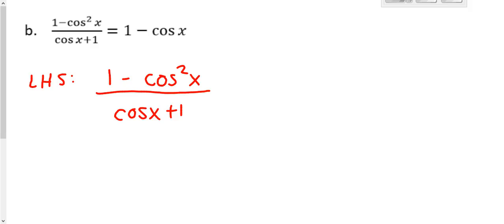So looking at this problem, I know that I'm going to want to keep cosine, so I don't want to change anything into secant or anything like that. But when I look at the top, I see that this is a difference of squares. So remember, a difference of squares is something squared minus something squared, and you factor it down into a positive and a negative.